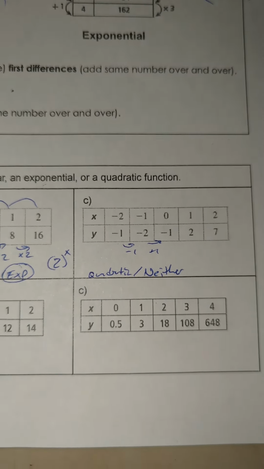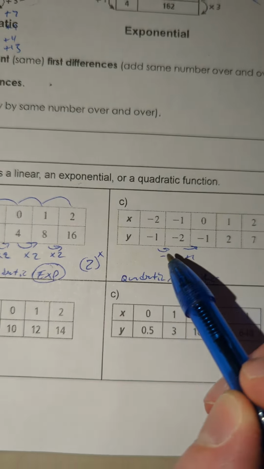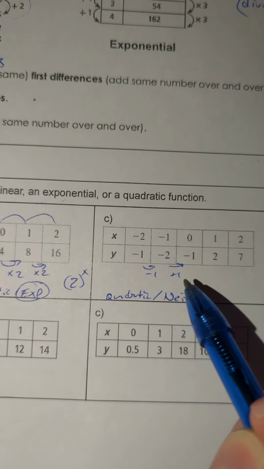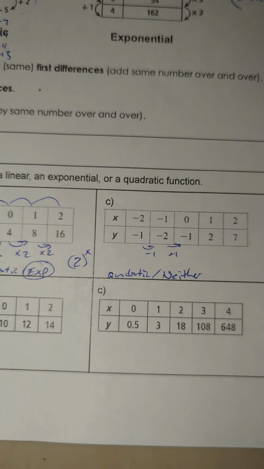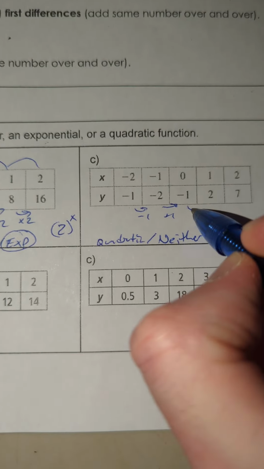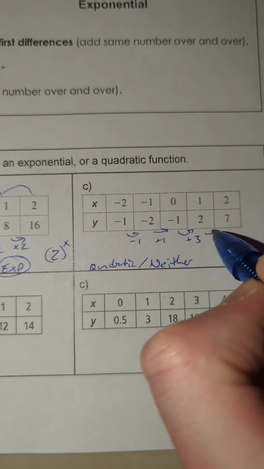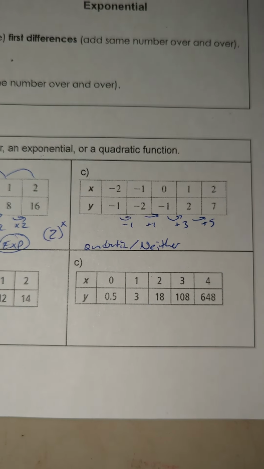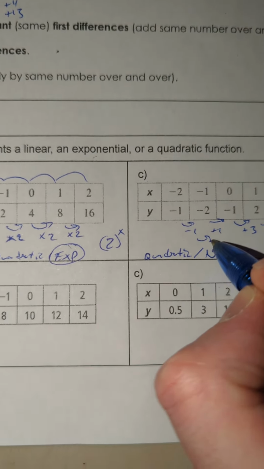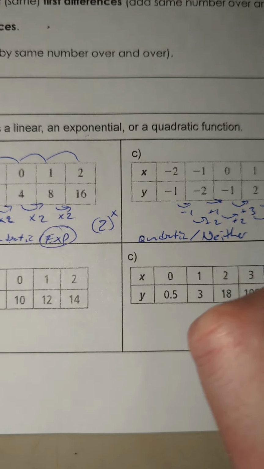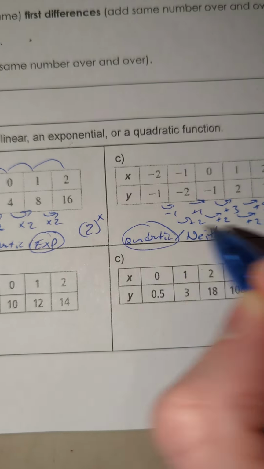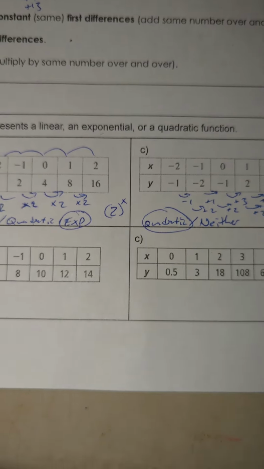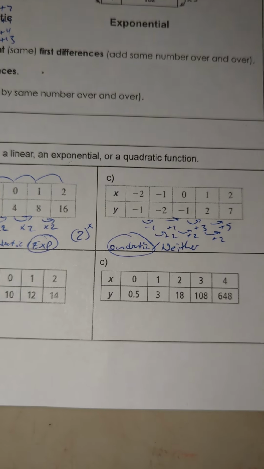So let's see this one. If this were linear, I would expect this common difference to be the same. It doesn't look exponential because I don't see an obvious multiplier. But let's see. This is plus 3, plus 5. And it turns out it's the same exact common difference as before. From here to here, it's plus 2, plus 2, plus 2. So I can conclude it's quadratic. If I was able to conclude nothing, it'd be nothing or neither.